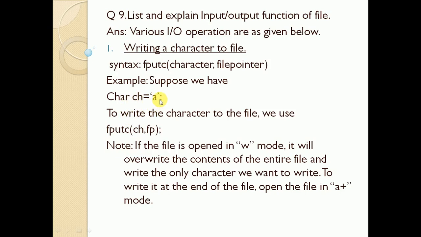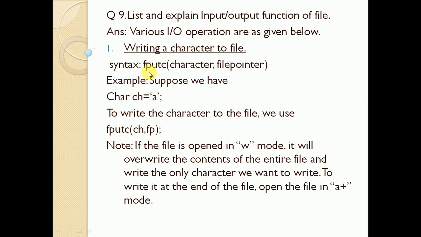Now this we need to write into the file. Here ch is equal to 'a', ch contains the character a. So how will we write that? See this syntax. What is the syntax telling? That you have to put fputc and in the parentheses you take the first parameter as the character and the second as the file pointer. Now what we want to write into the file, that is ch.